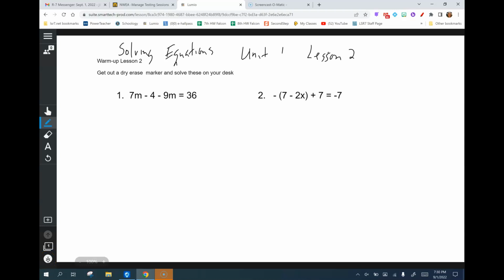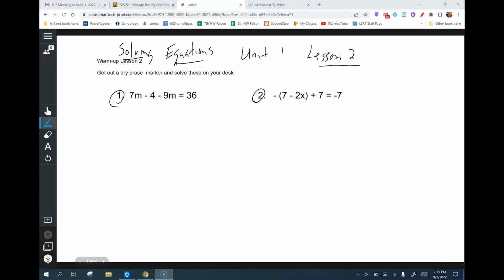So we're now on to lesson 2, which is about solving equations. For our warm-up today, and I do want to do this as part of the notes, if you're at home, I'd like you to pause your video and try number 1 and number 2 right now. If you could pause your video and try those right now, I'd really appreciate it.